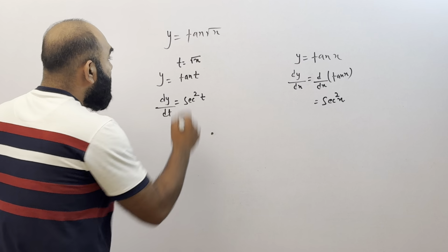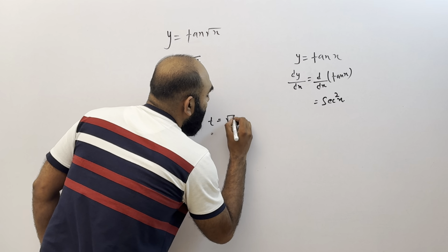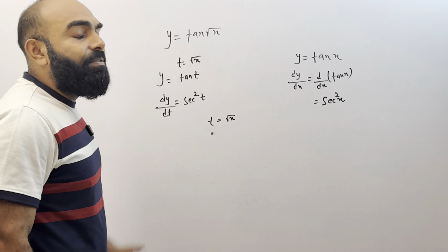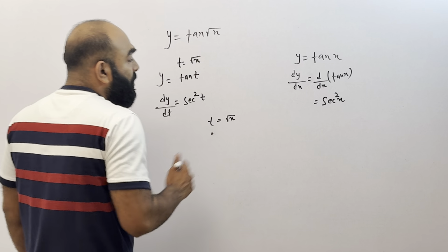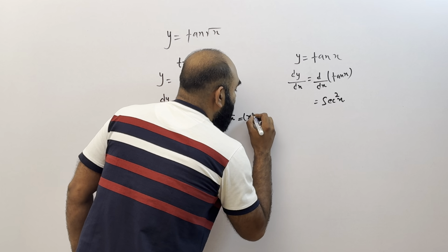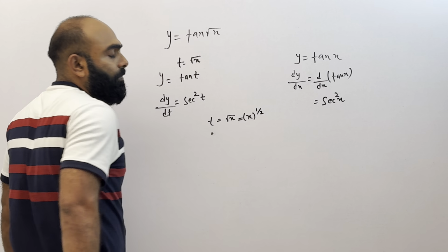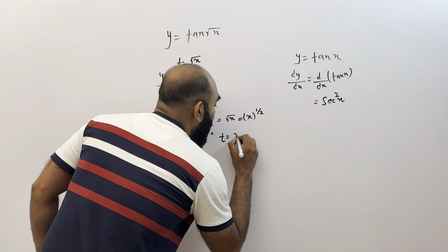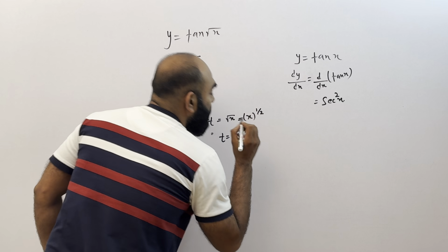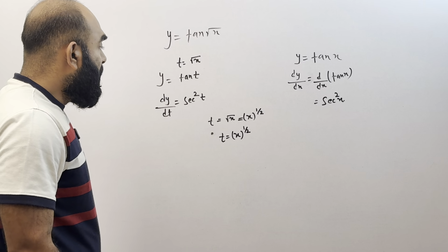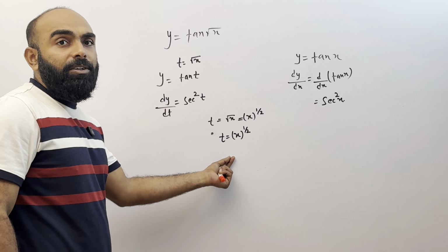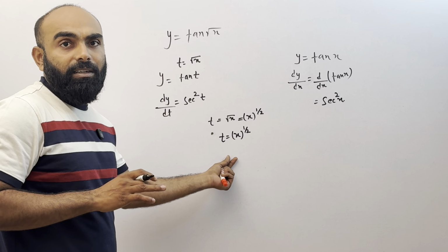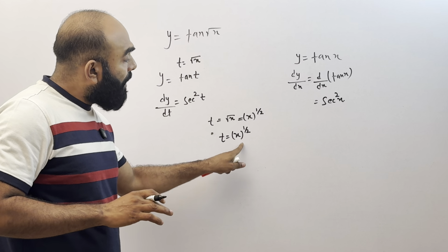And what is your t? Sir, my t is root x. I told you in the first question, if root x is there, then first your duty is to write root x as x to the power 1 by 2. Now t is equal to x to the power 1 by 2. Now t is a function of x. If I have to differentiate this t, I will differentiate with respect to x only.